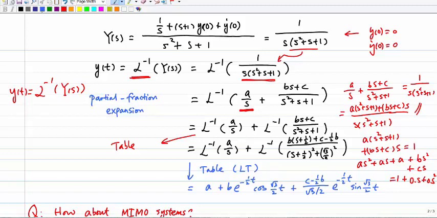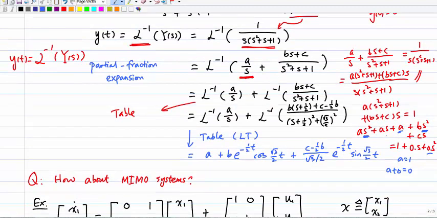So the coefficients: the constant term says A must equal 1. The coefficient for s squared is 0, so A plus B must be equal to 0, which means B is negative 1. The coefficient for s says A plus C is equal to 0, so C is also negative 1. So you can see A is 1, B is negative 1, C is negative 1. Once you do that, you can follow my steps.